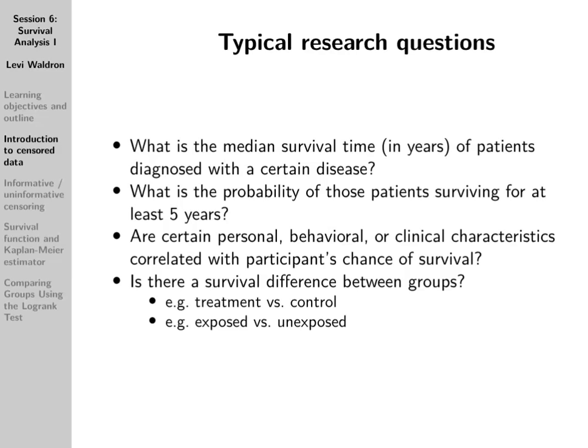This kind of data comes up with research questions such as, what is the median survival time in years of patients diagnosed with a certain disease? What is the probability of those patients surviving for at least 5 years? Or are certain personal, behavioral, or clinical characteristics correlated with a participant's chance of survival? And in the clinical trial context, is there a survival difference between two groups, such as the treatment group versus the control group, or a group exposed to having some exposure versus an unexposed group?